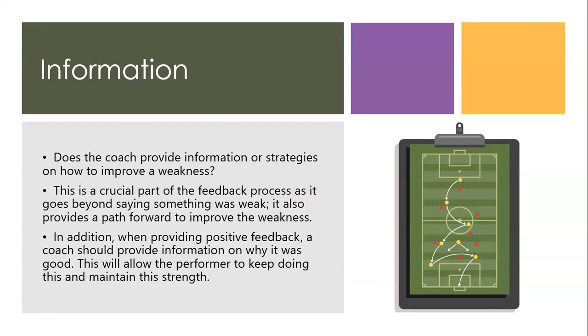I. Information. Does the coach provide information or strategies on how to improve a weakness? This is a crucial part of the feedback process as it goes beyond saying something was weak. It also provides a path forward to improve the weakness. In addition, when providing positive feedback, a coach should provide information on why it was good. This will allow the performer to keep doing this and maintain this strength.